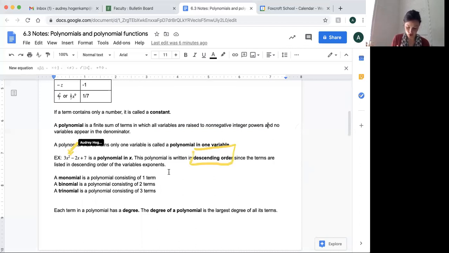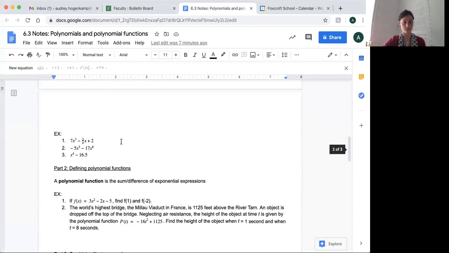So we have x squared, where 2 is our largest exponent. So descending order means that the largest exponent comes first. So 3x squared minus 2x plus 7, that's going to be in descending order. A monomial is a polynomial consisting of one term. A binomial is a polynomial consisting of 2 terms, and a trinomial is a polynomial consisting of 3 terms. Each term in a polynomial has a degree. The degree of a polynomial is the largest degree of all of its terms.